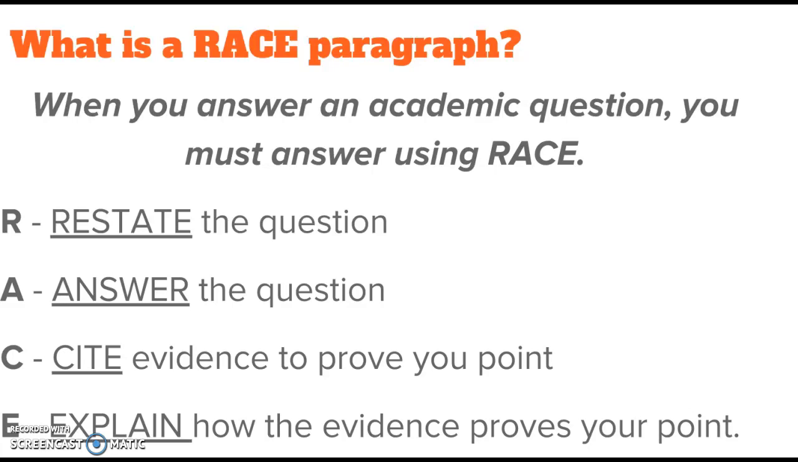Last but not least, the E in the RACE paragraph means explain. Explain how the evidence proves your point. You need to not just cite the evidence and be done with your paragraph. You got to explain the evidence. Here's what the evidence means and why. Or this evidence proves that blah, blah, blah. You got to go ahead and explain.